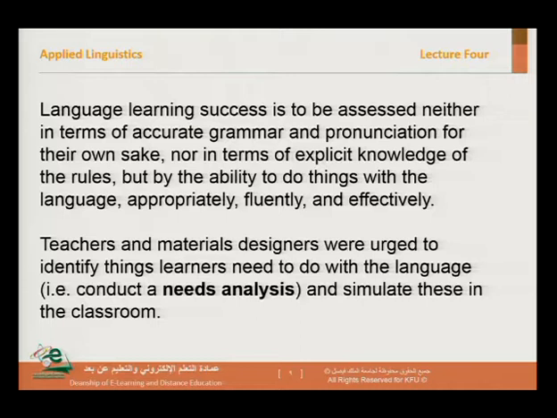Language learning success is to be assessed neither in terms of accurate grammar, as we said, and pronunciation for their own sake, nor in terms of explicit knowledge of the rules, but the ability to do things with the language appropriately, fluently, and effectively, knowing which language to use in this context.